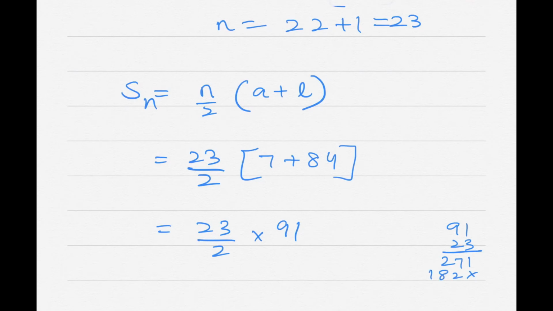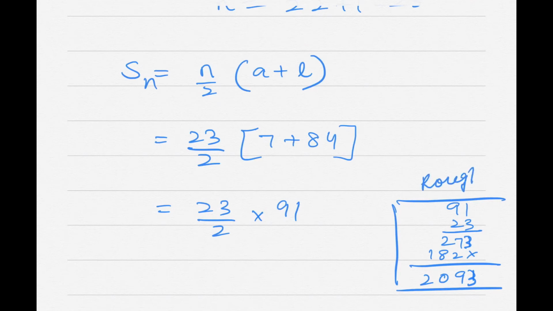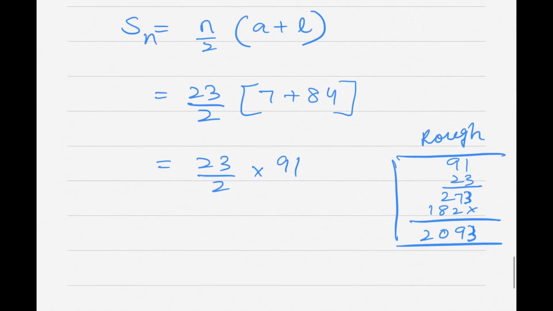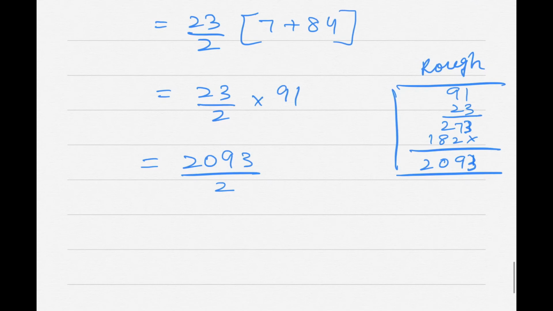So this is my little bit of rough work. You can always do it on the left hand side of your book, or make a column on the right hand side of your notebook and do it there. So now I get this as 2093/2. Now I'll get it in decimal points, or I can write it in fraction form, anything.